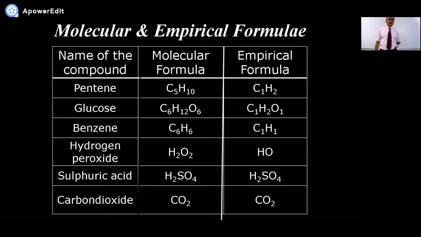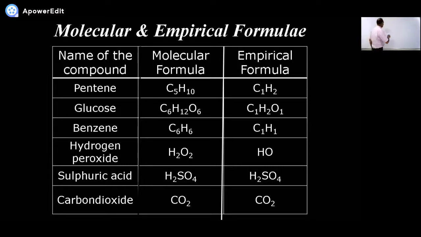Like we have pentene, you can see C5H10. If you divide 5 by 5, and 10 by 5, it will be the simplified formula, and it will be called empirical formula. Okay? What does it mean?